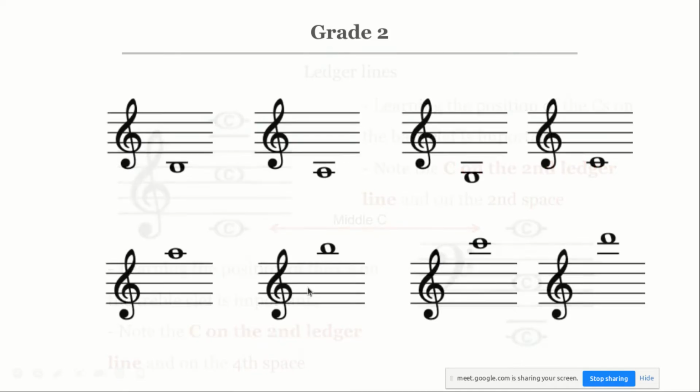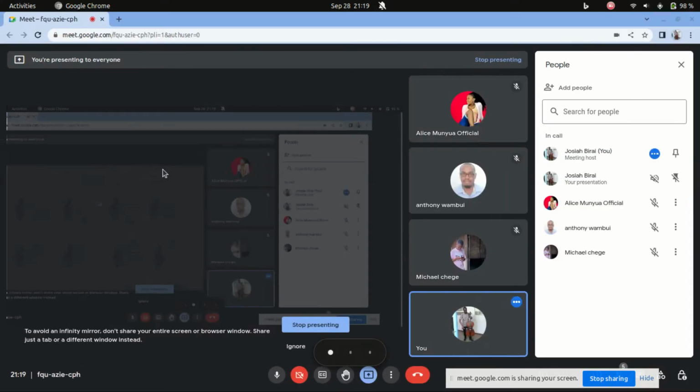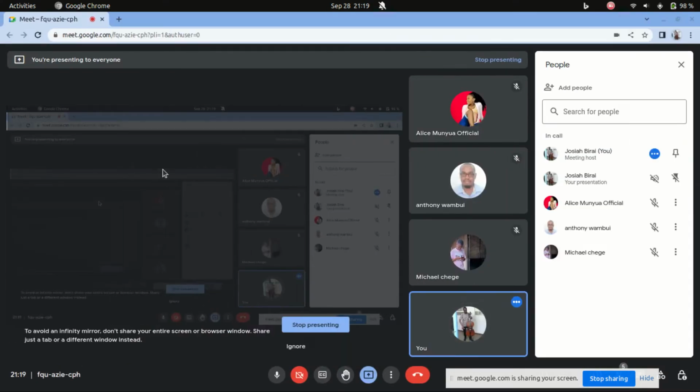Take note of that. So I want us to just make sure that we are on the same page.